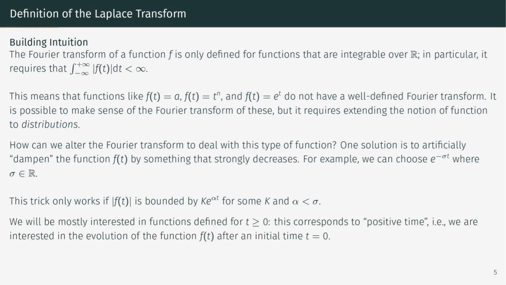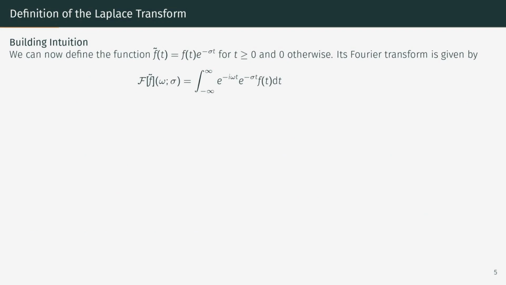We will mostly be interested in functions defined for t greater than or equal to 0, which corresponds to this idea of positive time. We are interested in the evolution of the function f(t) after an initial time t equals 0. We can now define the function f tilde of t equals f of t times e to the negative sigma t for t greater than or equal to 0 and 0 otherwise.